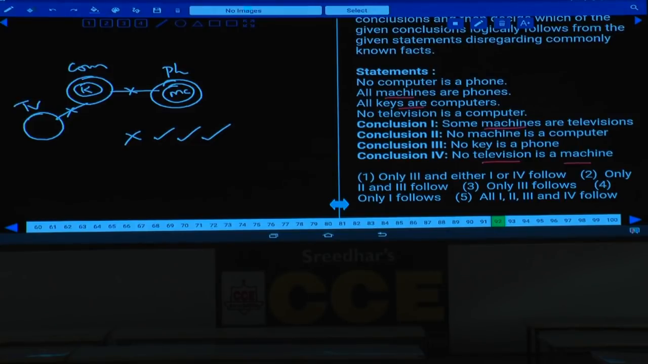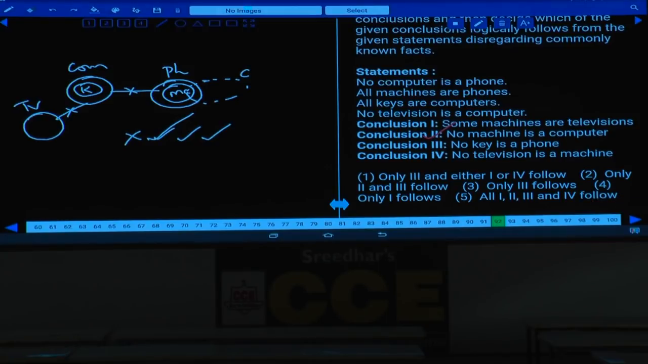Now, sir, these three are what? These three are negative conclusions. To make them false, now we need to prove their alternate diagrams. No machine is a computer. Now tell me whether I can prove some machines are computers. In order for some machines to be computers, machine and computer should be like this. Tell me whether I can draw my computer like this. If you draw computer like this, no computer is a phone will be false. Statement invalid. Alternate diagram cannot be drawn. This will be true forever. That means we cannot make it false at least once. As it cannot be false at least once, it must be true forever.